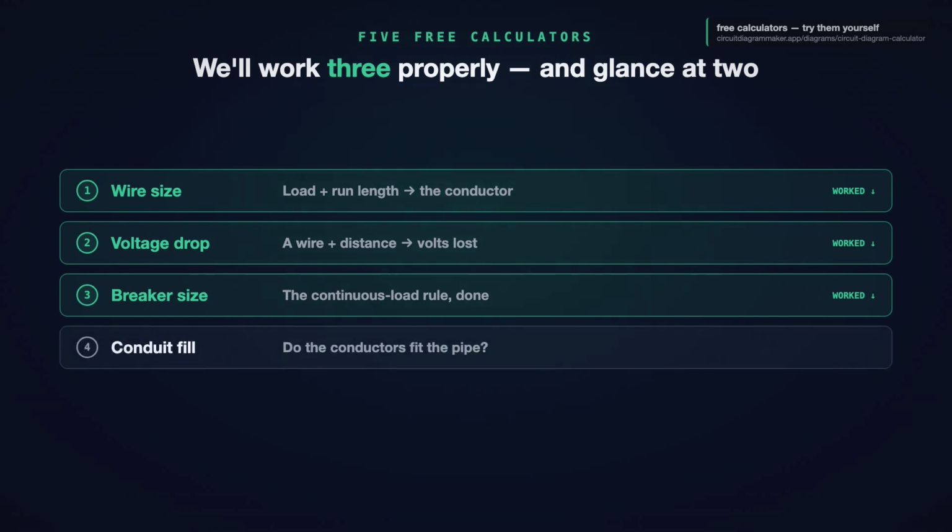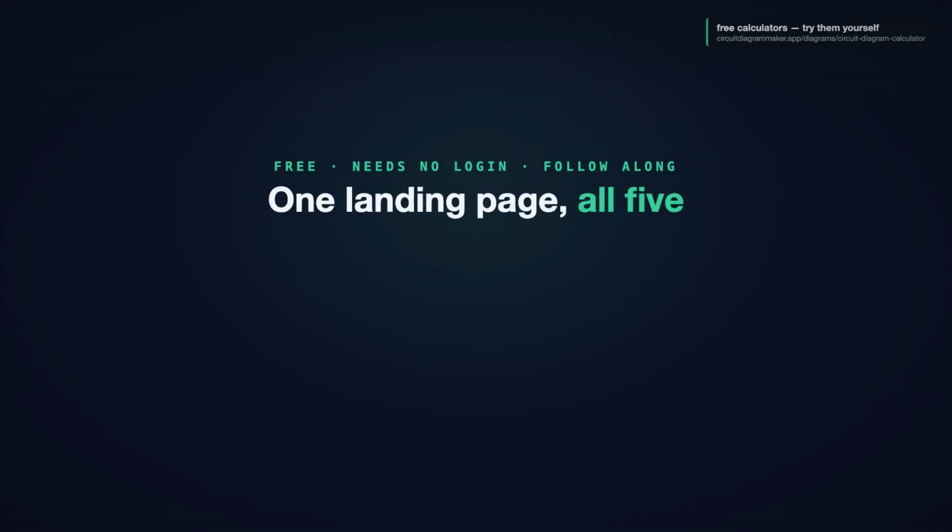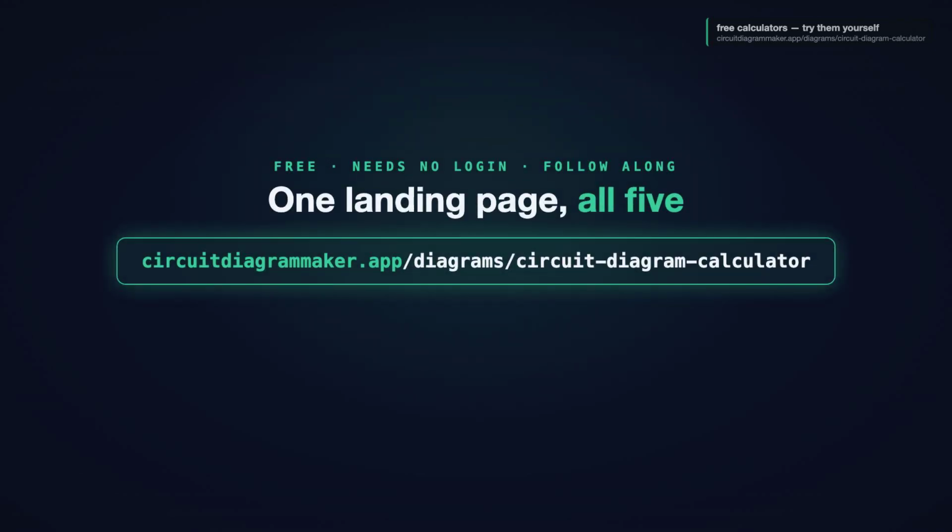We'll work through 3 of them properly. Size a wire, check a voltage drop, pick a breaker, and glance at the other 2. Same inputs you'd use on a real job. Everything here is free and needs no login, so you can follow along in your own tab. The calculators live under the Tools menu, and there's a single landing page, CircuitDiagramMaker.app/diagrams/CircuitDiagramCalculator. That links them all together. Open one, and let's do the math.